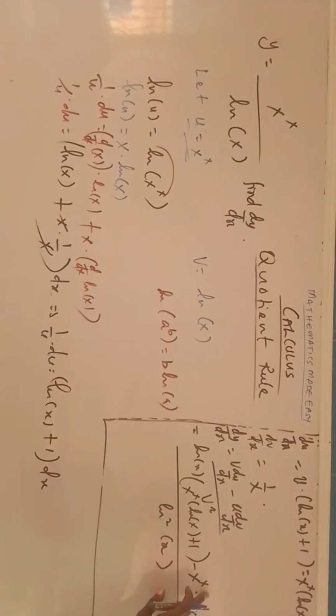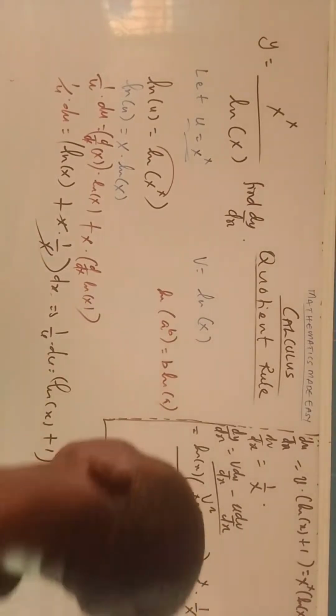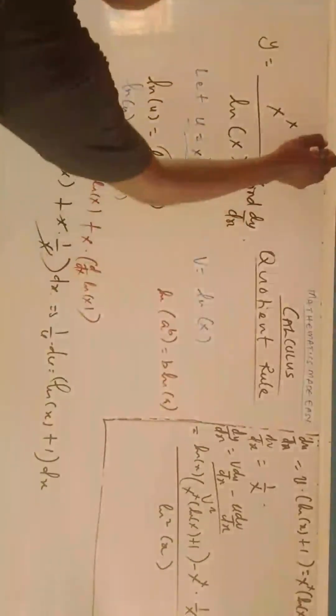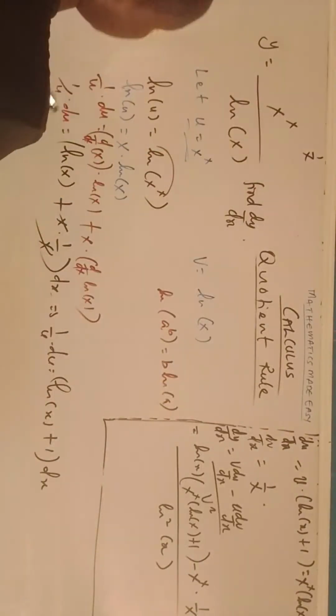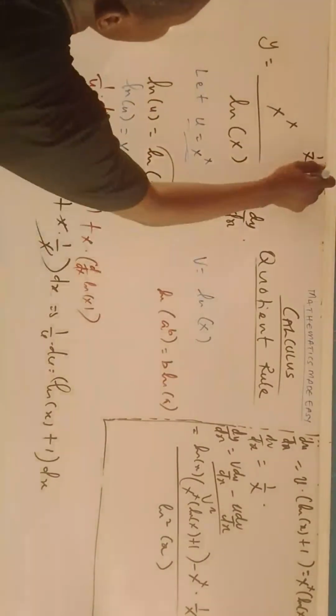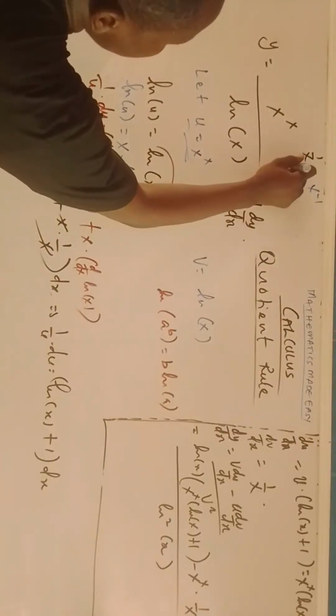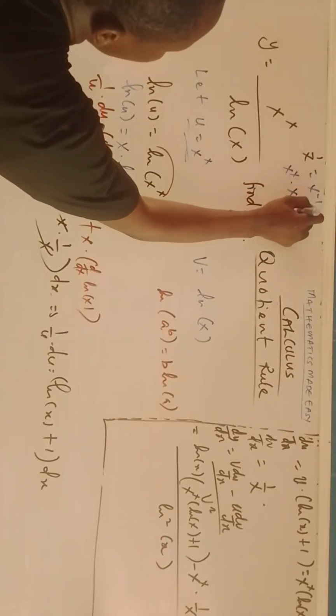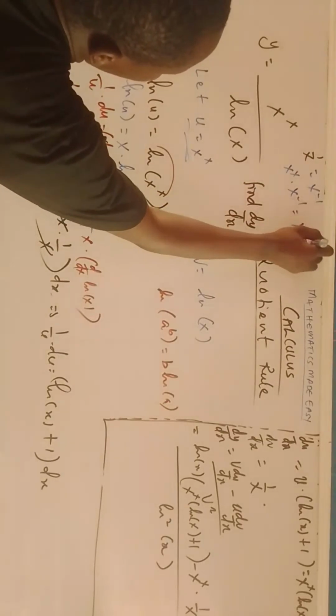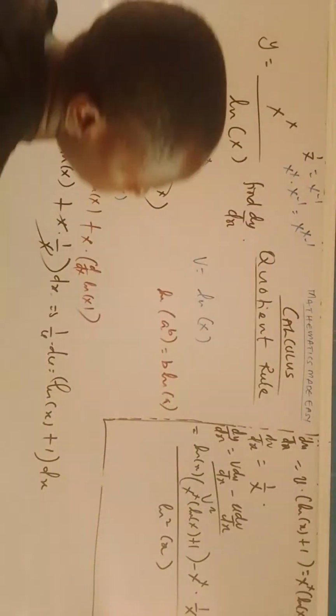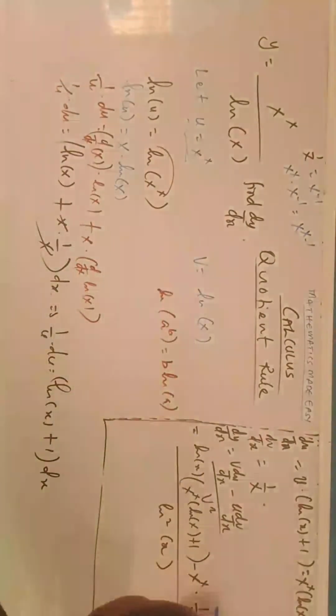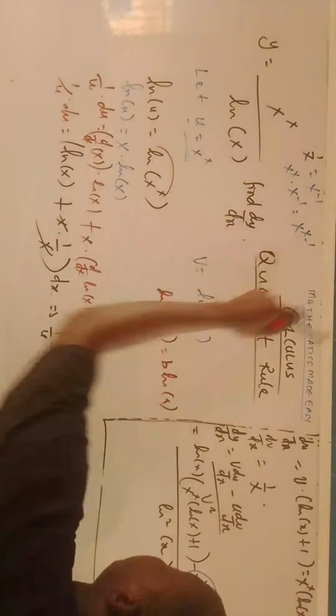So x raised to the power of x multiplied by 1 over x. You can use your law of indices right here. 1 over x can be written as x raised to the power of minus 1. Then x raised to the power of x multiplied by x raised to the power of minus 1 equals x raised to the power of x minus 1, by the law of indices. So that shows that x raised to the power of x multiplied by 1 over x is x raised to the power of x minus 1.